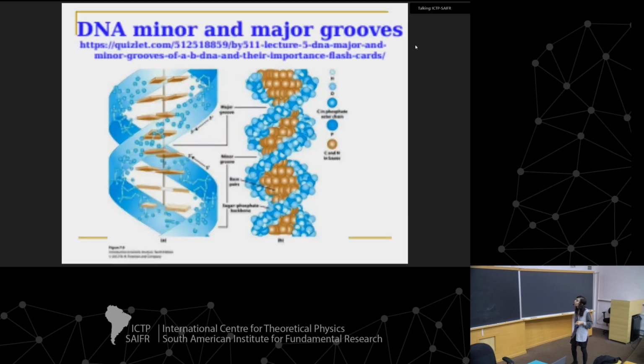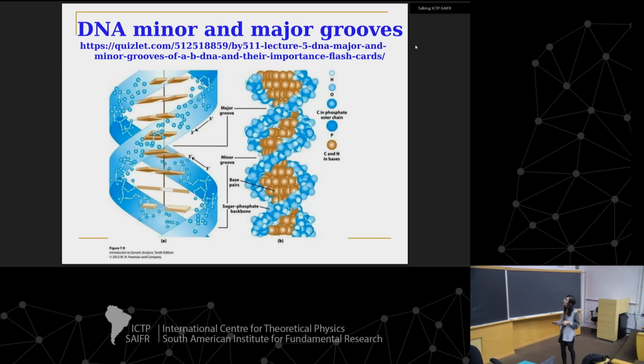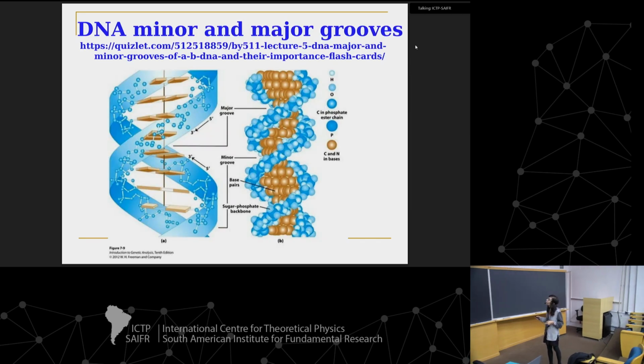What are you going to do in DNA? Here's the DNA. And the DNA has two very interesting regions of confinement. You have a larger region where water enters, that is called the major groove, and a smaller region where water enters, that's the minor groove, okay? So we have these two distinct regions, one bigger, one smaller.